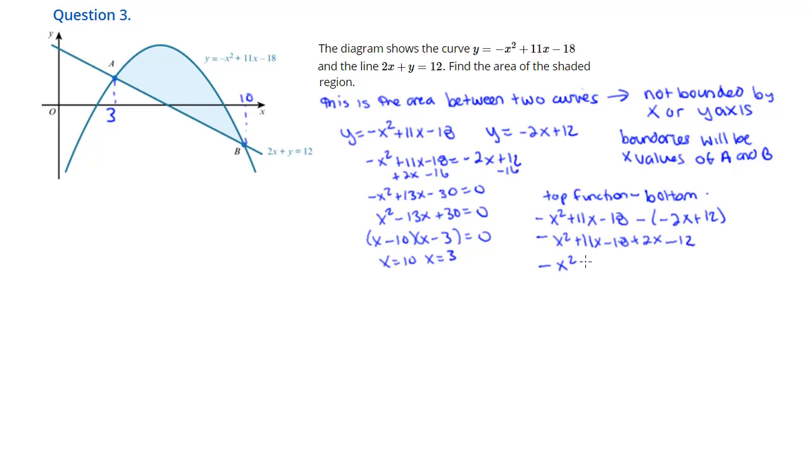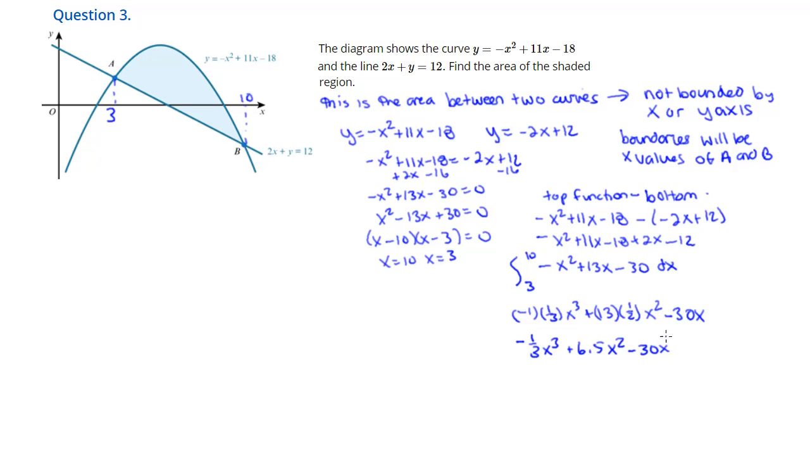And now when I go ahead and combine my like terms, I'm going to get negative x squared plus 13x minus 30. And I'm going to take the integral of this with the boundaries being 10 and 3 and with respect to x. And so now all I've got to do is make my integral. And I'm going to have this.